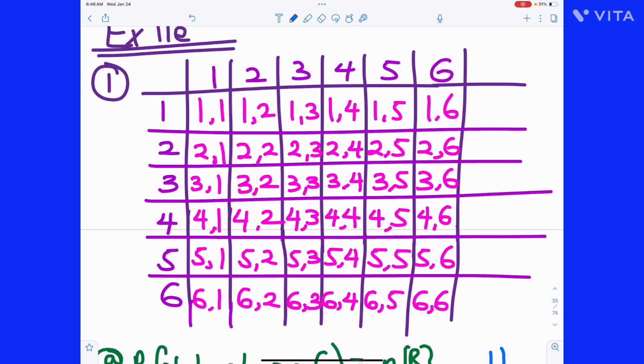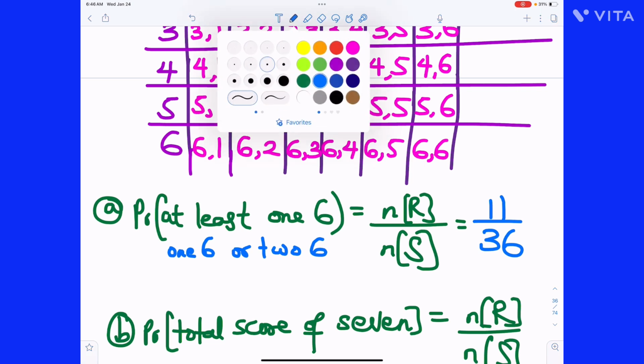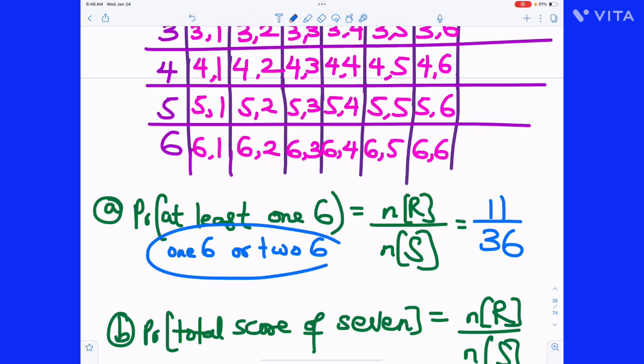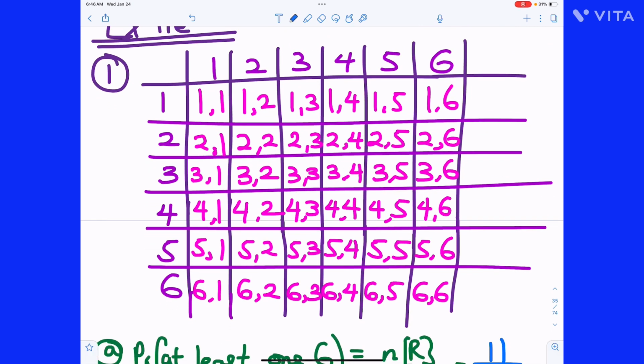At least one 6 means one 6 or two 6s. I hope I indicated it correctly here. At least one 6 means one 6 or two 6s. So here, all of these results contain at least one 6.